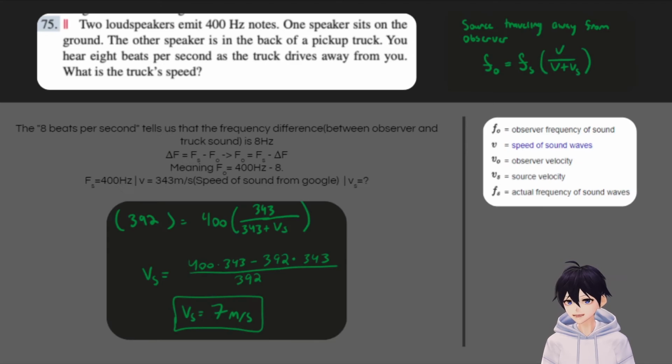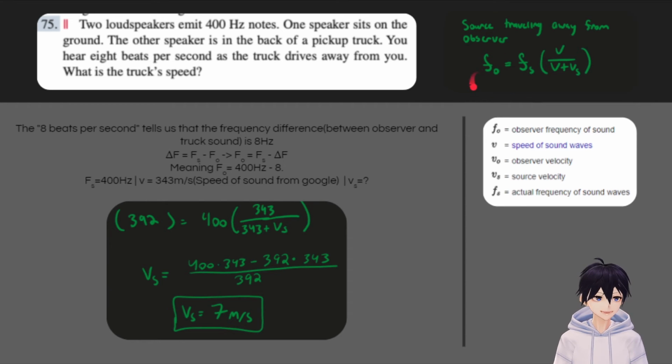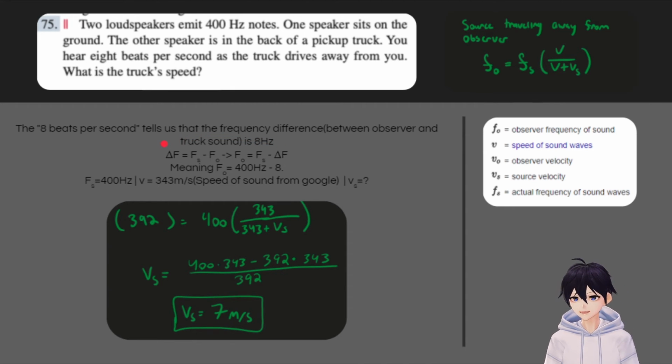So now we just plug in the numbers into our function, and I'll show you how to get certain variables, because certain variables we don't have straightforwardly. To find the observer's frequency of sound, we don't have that, but we do know that the 8 beats per second in the question tells us the frequency difference, which is the difference between the observer and the truck sound. So the difference in the frequency is equal to the actual frequency subtracted by the frequency of the observer.